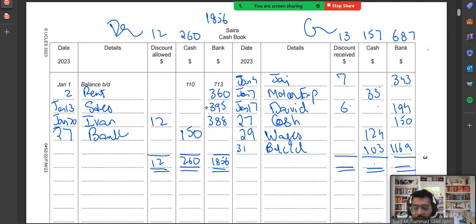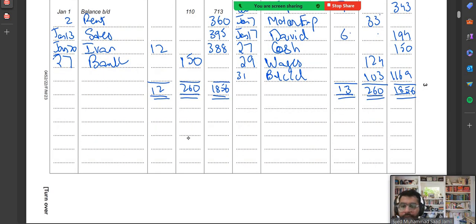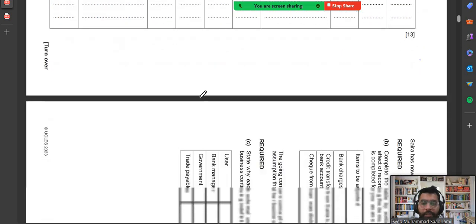Of course, not for discount received. This is 13. 13, 33 plus 124 plus 103, 260, and then again 1856. So now over here you will come Feb 1st, balance BD. Where do we get our balance BDs from? From over here. These amounts will come over here, okay? So this becomes 103 and 1169. Okay, done with the first question.